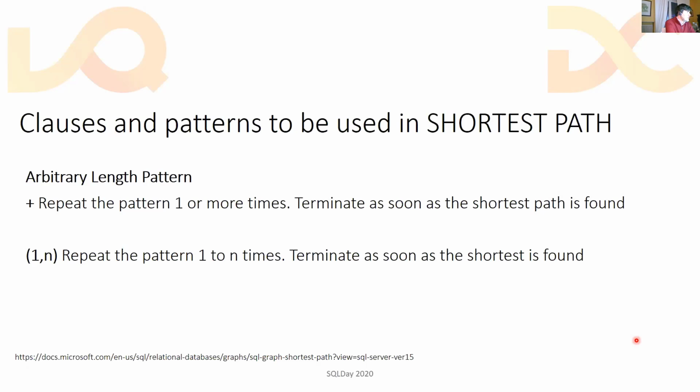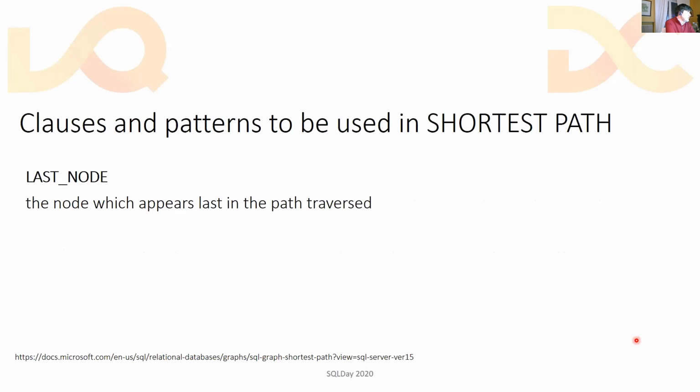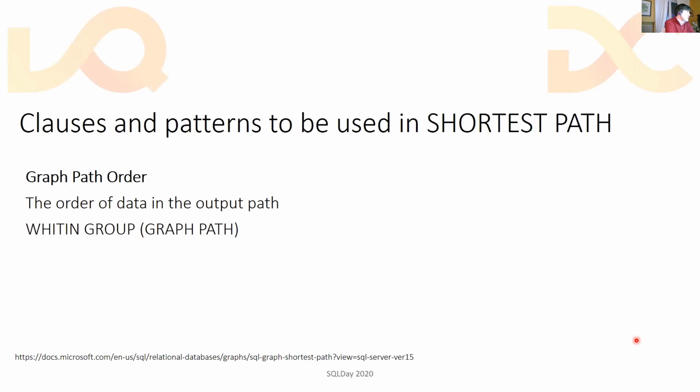Last node is the node which appears last in the path. So you are traversing a path, and this is the last node of your path. And then there is the order of the data in the output.